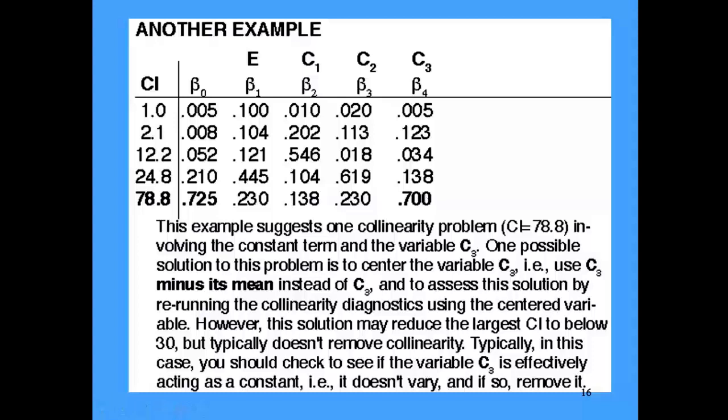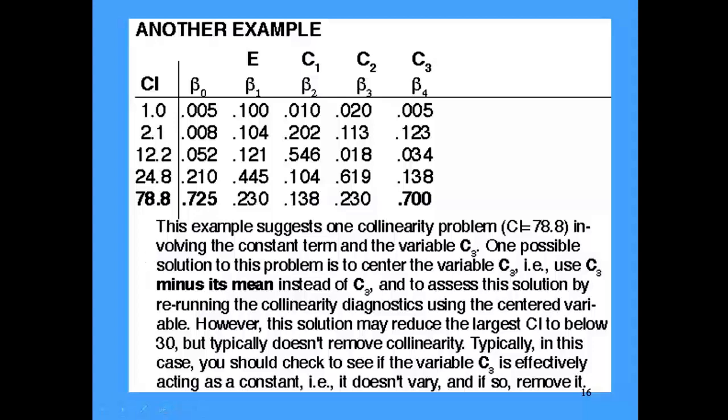Well, that's a little weird. What kind of a variable is the intercept? Does the variable that corresponds to the intercept vary? No, it's just a variable 1, 1, 1, 1, 1, 1, 1, 1, 1. That's what the variable that corresponds to the intercept is. So if you saw something like this, you'd not be sure what to do, because if C3 is collinear with the intercept, what does that mean?